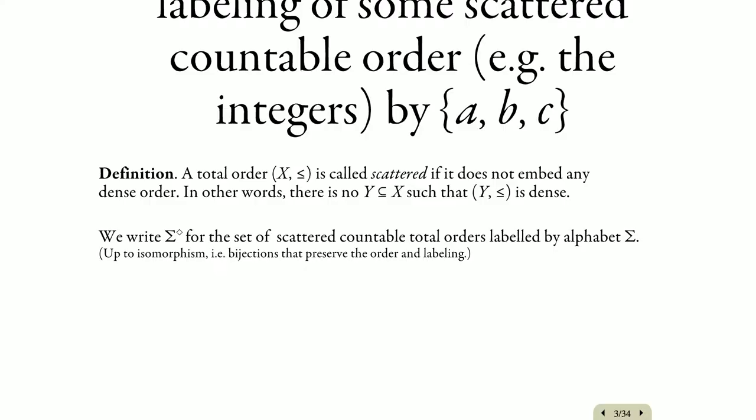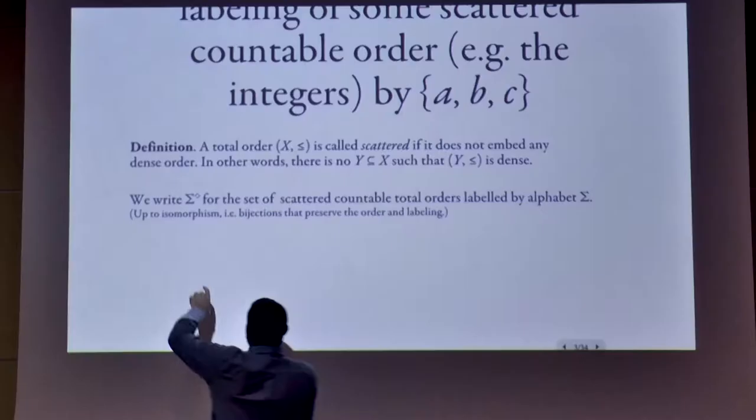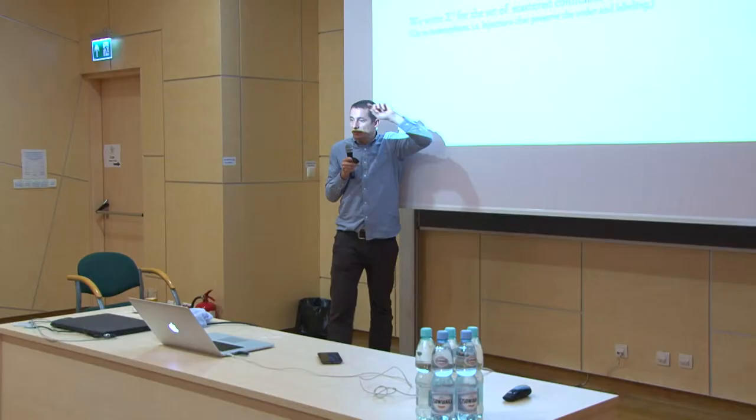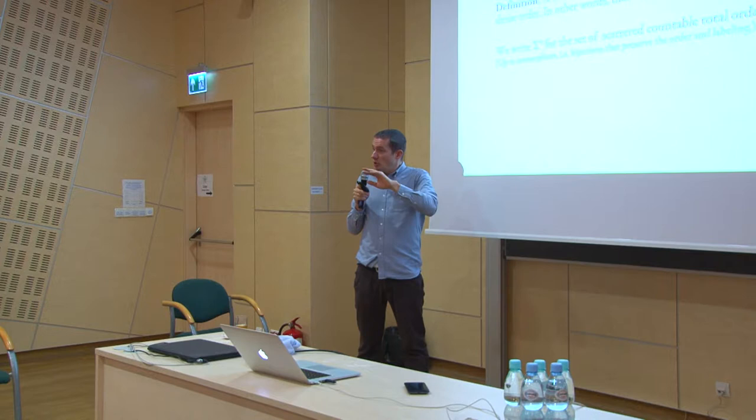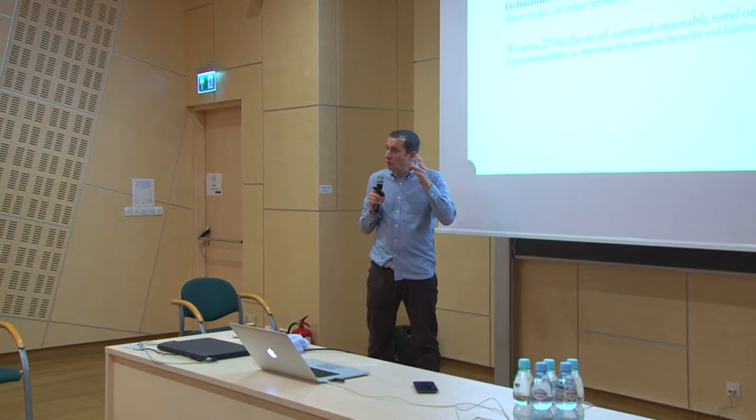We will write sigma to the power of diamond. This is like a generalized star. It's the set of all words where the positions are some scattered order. For example, you're allowed to use integers as your positions. That's an example of a scattered order. You're allowed to use other scattered orders, I'll give you examples in a moment. So that's our notion of infinite words.